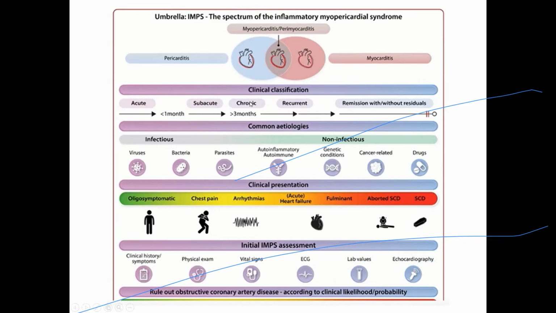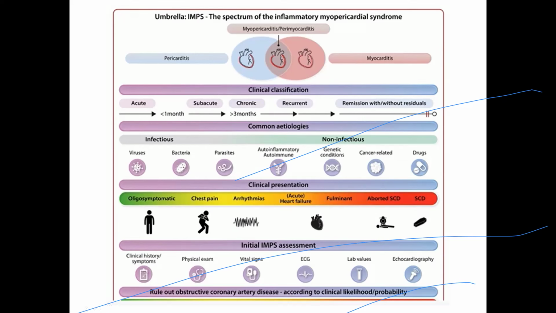And you have to assess the clinical classification, as I mentioned earlier, of these inflammatory myopericardial or myopericarditis syndromes. It can be acute, subacute, chronic, recurrent, and if they go into remission, as I said earlier, it can be with or without residual. Common etiology can be infectious, like different viruses, bacteria, parasites, and it can be non-infectious: autoinflammatory, autoimmune, genetic condition, cancer-related, drug-related.